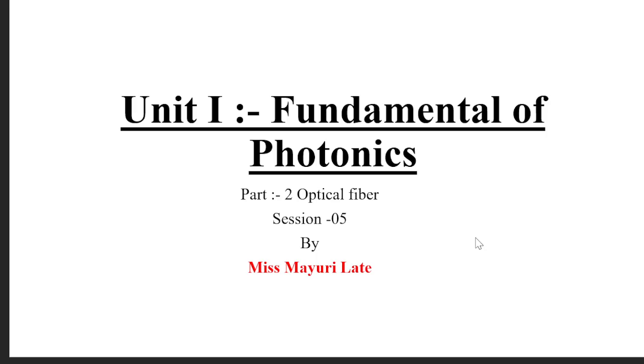In previous sessions, we have started Unit 1, Fundamentals of Photonics, Part 2, that is optical fiber. Today's session number is 5. In today's session, we will discuss the various types of optical fiber, the difference between step index and graded index, and the derivation based on acceptance angle and the numerical aperture. So let's start the session.